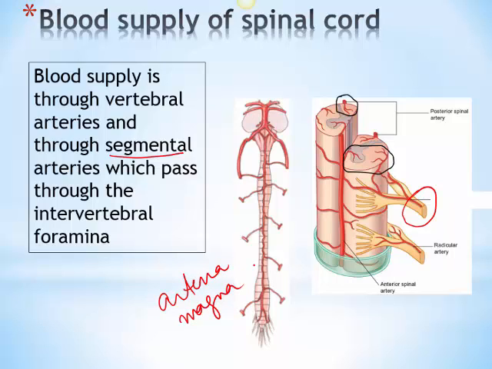And it helps to supply the remaining part of the spinal cord. It's very difficult, right from the foramen magnum, to go all the way down. So below the lumbar level, the arteria magna usually becomes very important.